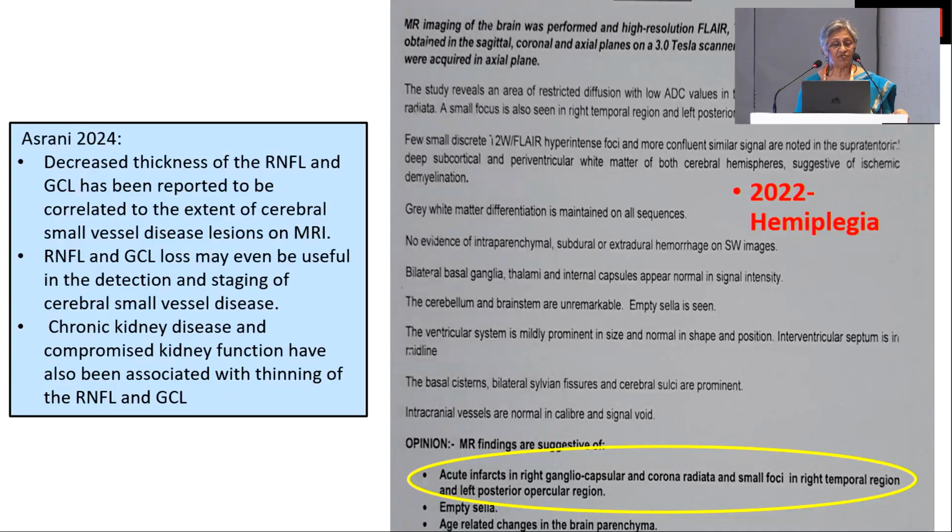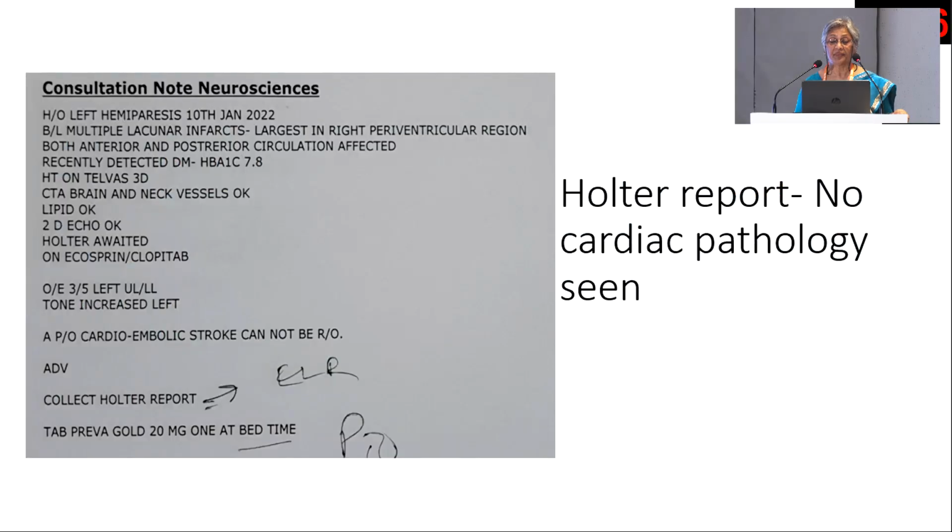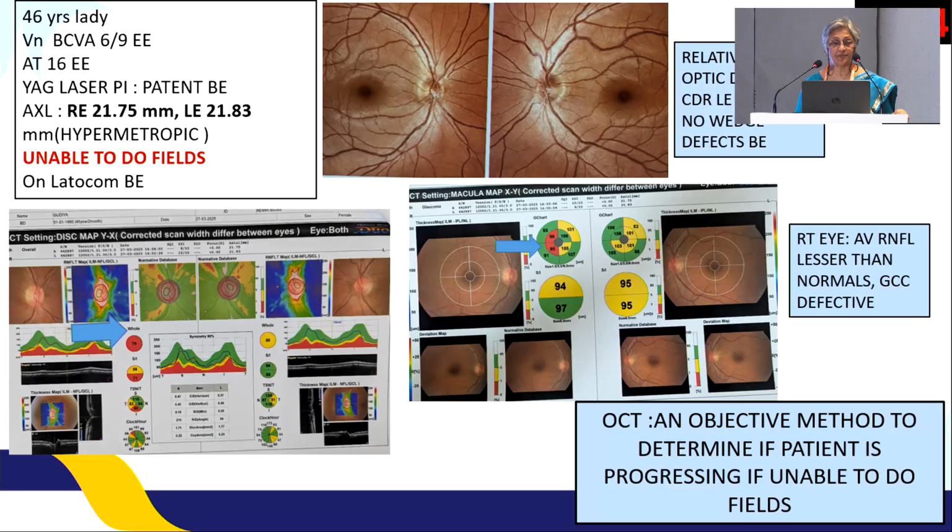Astrani in 2024 has said that decreased thickness of the RNFL and GCL has been reported to be correlated with the extent of cerebral small vessel disease on MRI. Along with that, it can also occur in many other diseases like kidney disease, etc. Now, the Holter report, cardiology, was absolutely normal.